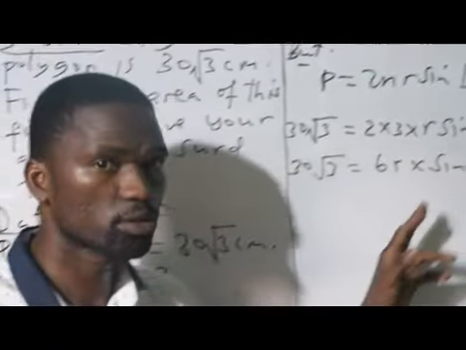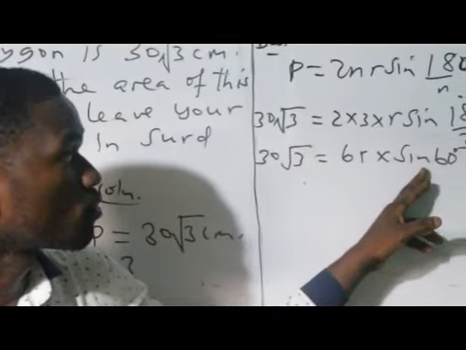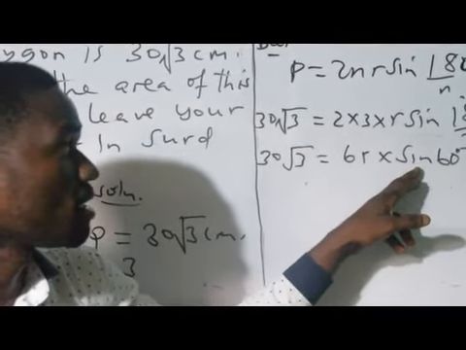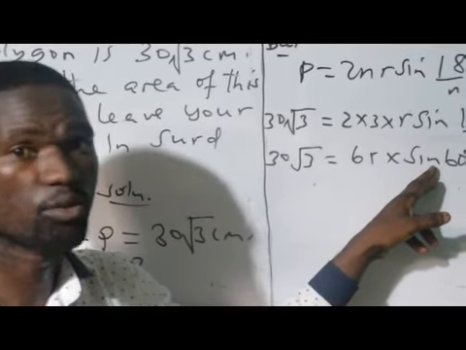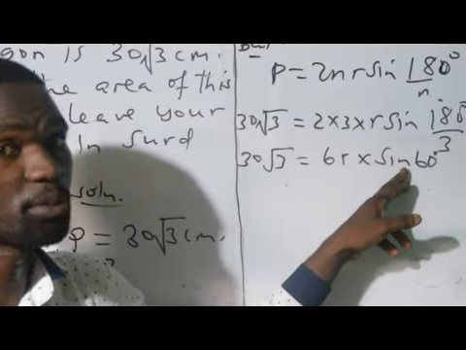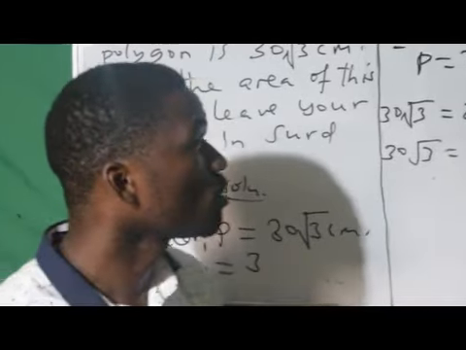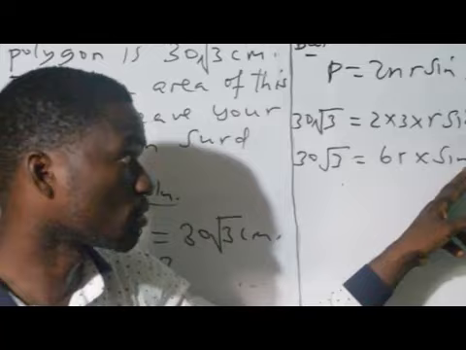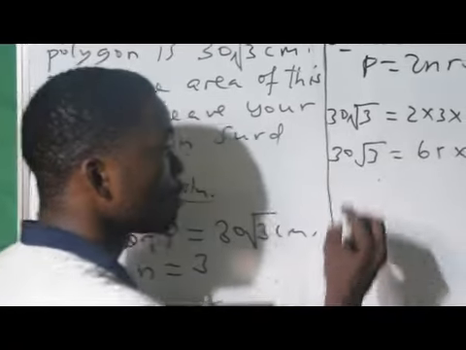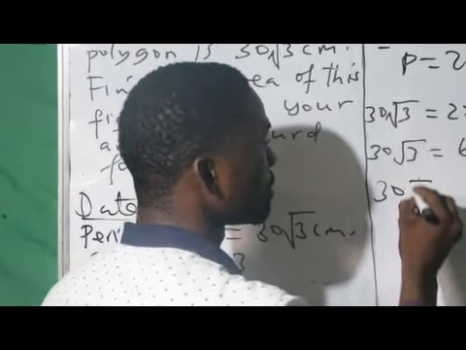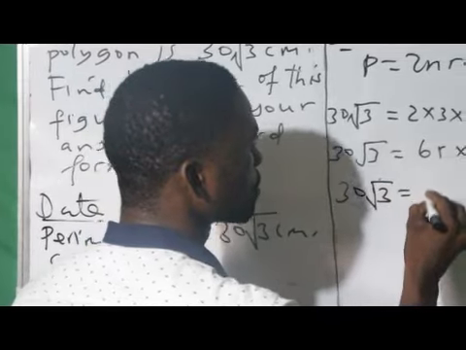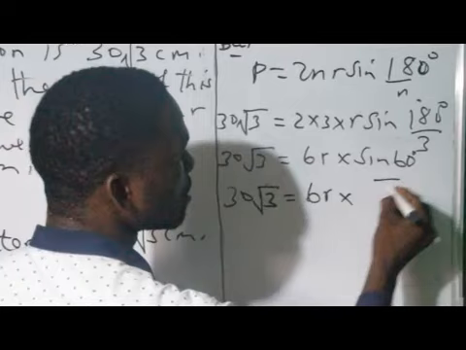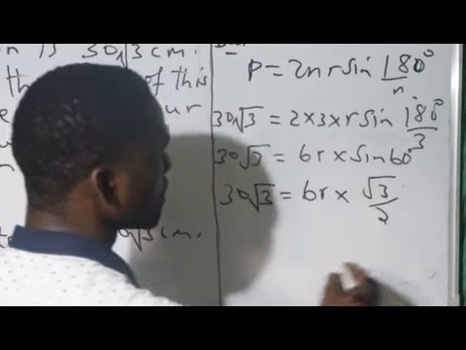What you need to do here, students, is to consider 60 degrees as a special angle and plug in the value of sine 60 degrees, which represents the value of a special angle. Don't use the value from the mathematical table, which is given in terms of decimals. So you plug in the value: 30 square root of 3 equals 6r times the sine of 60 degrees, which is square root of 3 over 2.